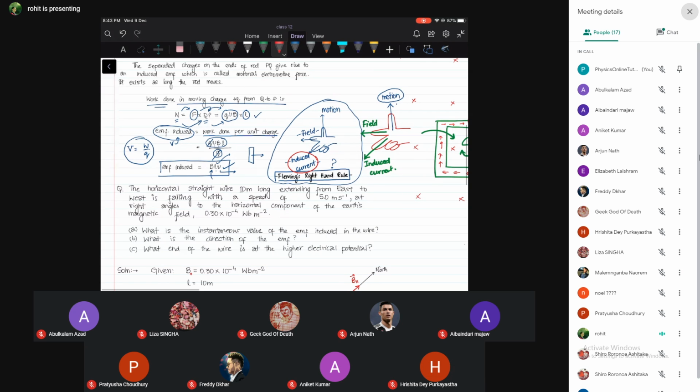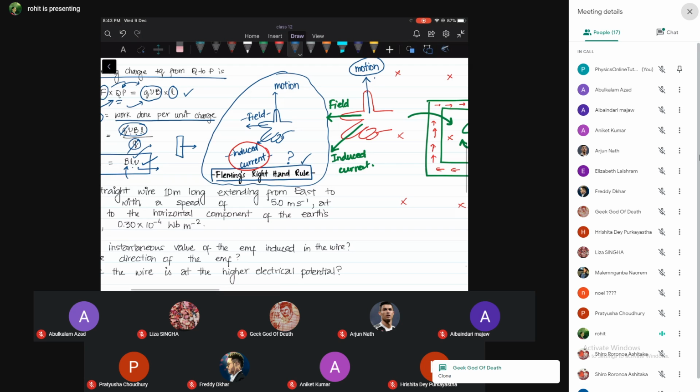So, guys, if I ask you how to find the direction of induced current, please always use which rule? You are going to use Fleming's right hand rule. So this is what you're going to do.